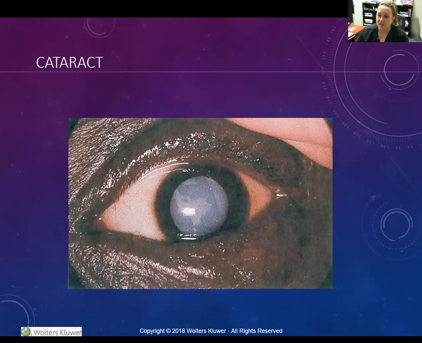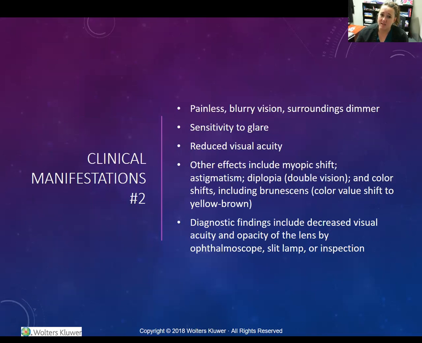We have opacity in the lens of the eye. Again, aging, but it can also be caused by retinal detachment, herpes in the eye, chemical burns, smoking, long-term use of corticosteroids, and diabetes. So what are our clinical manifestations in people who have cataracts?